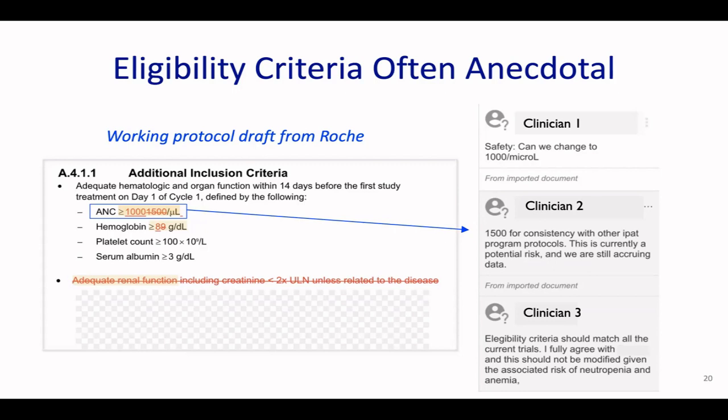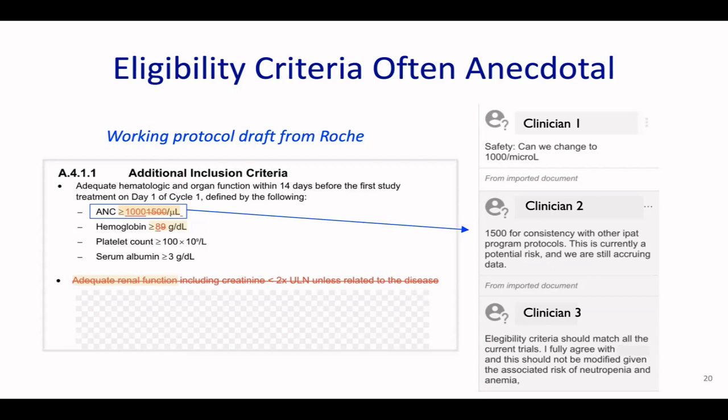How it goes is they usually have two steps. The first one is they duplicate many rules from previous trials. Then a team of clinicians reviews and decides whether to edit, add, or remove rules. For example, this is a real example: the threshold for one rule for ANC was 1,500, and one of the clinicians commented, can we change it to 1,000?